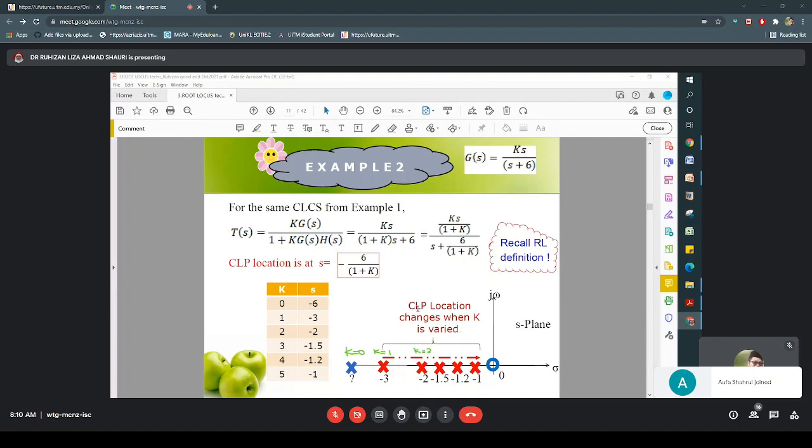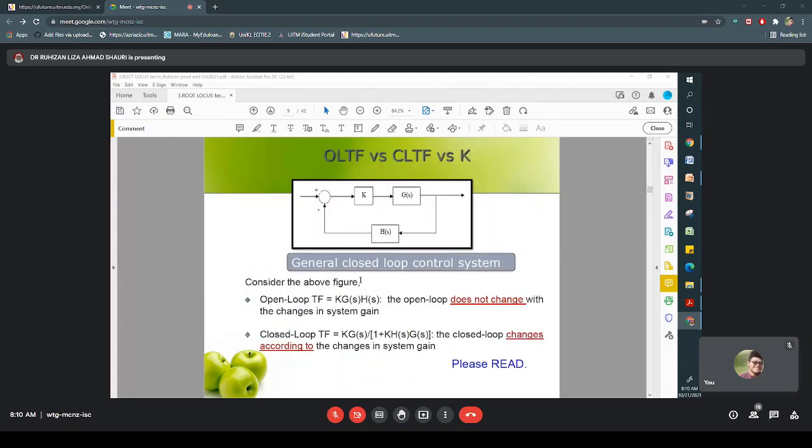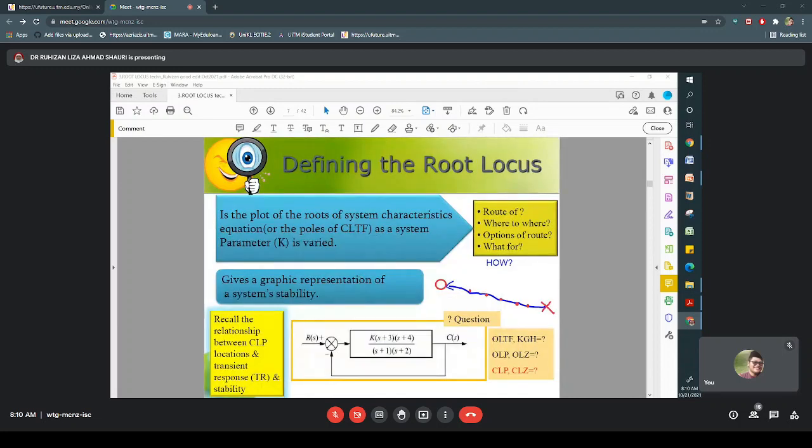Okay, guys, go back to the definition of root locus. Which page is that? Here you are. Simply, it is showing you the location. It is the plot that shows you the location of closed loop poles of the system for every K that you vary.